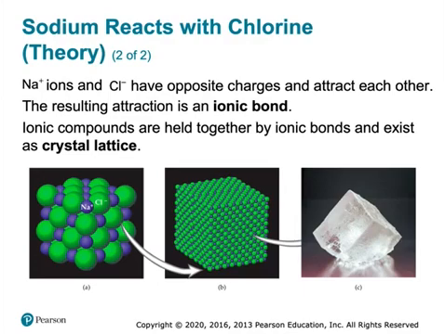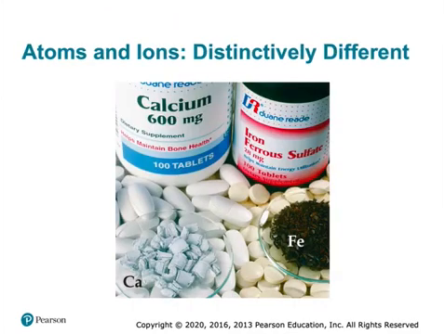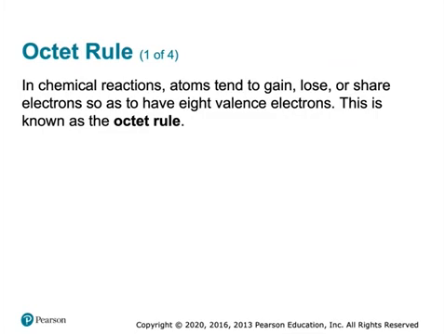But then you look at metals, the metallic bond is different. Metals tend to be more ductile or bendy. So metals are very different than crystal lattices. So anyways, next slide. And atoms and ions, very different. Atoms are neutral, ions are charged.